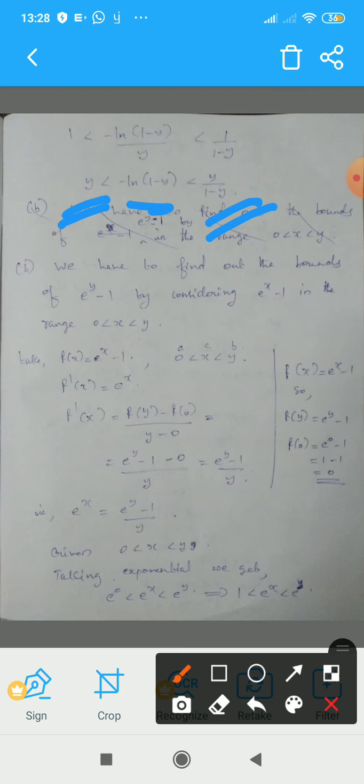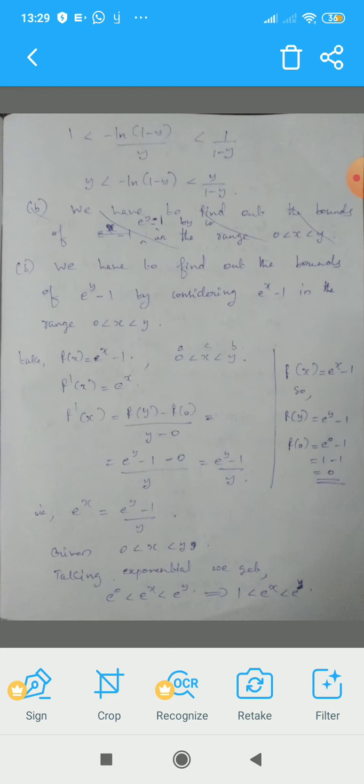In a similar way we can solve the second question also. Okay. This is very easy. We only need to know the mean value theorem. Then we can easily solve any problem of this kind.